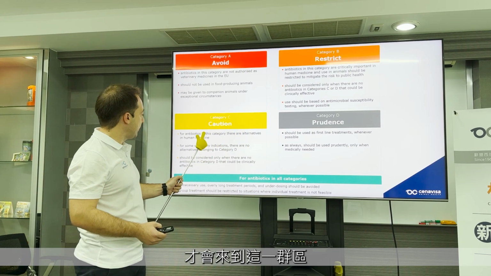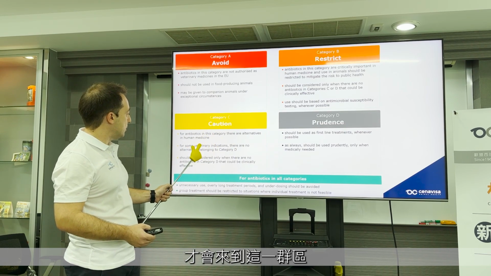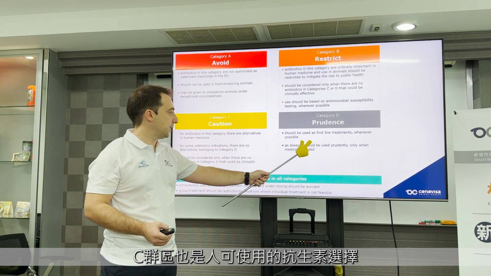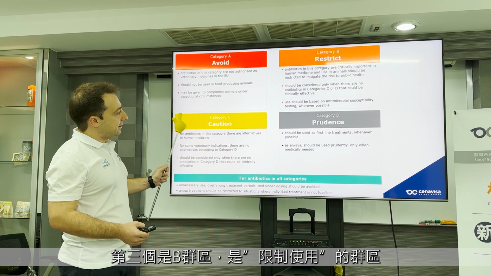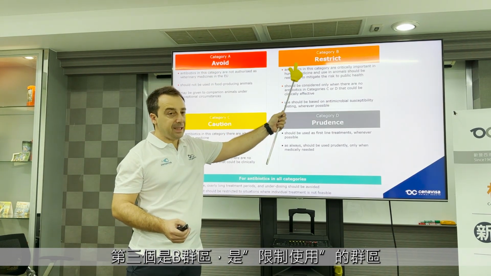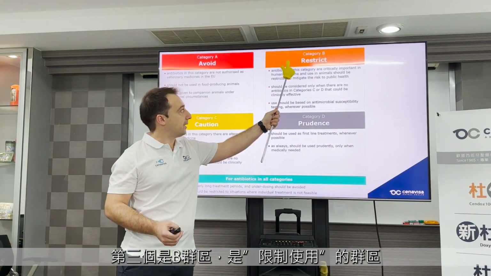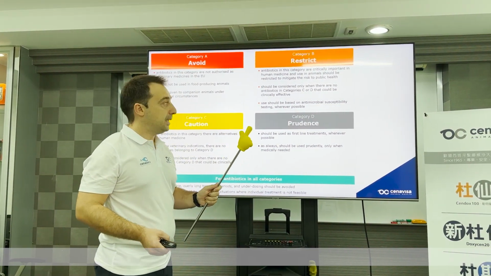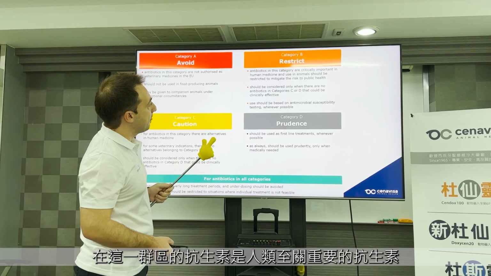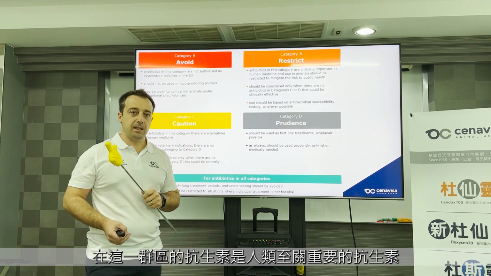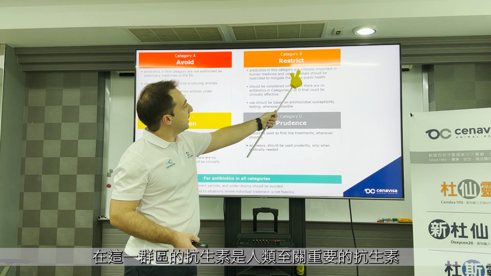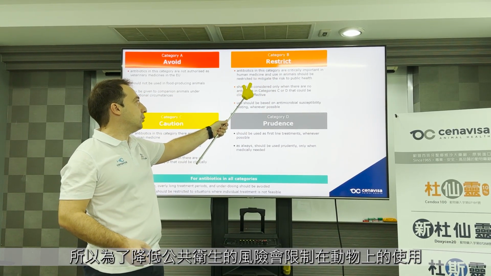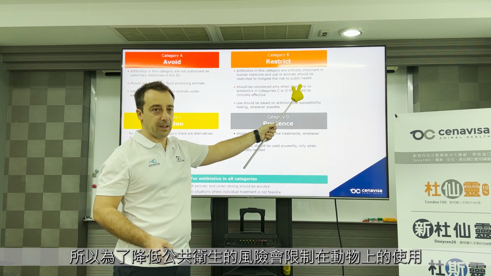So when you want to treat some indications that are not covered by the products in category D, you can use this category C. And the third one, category B, is the restrict. So it's the most restricted category. In this category are the medicines that are critically important in human medicine, and their use in animals should be restricted to mitigate the risk to public health.